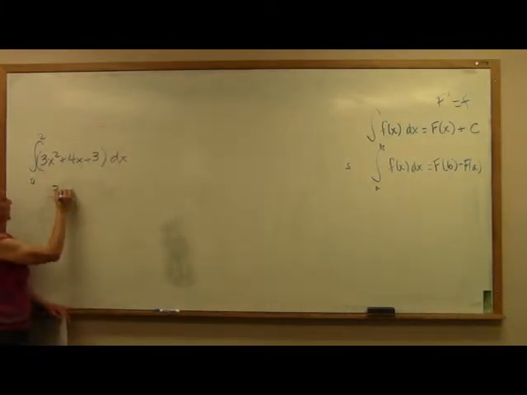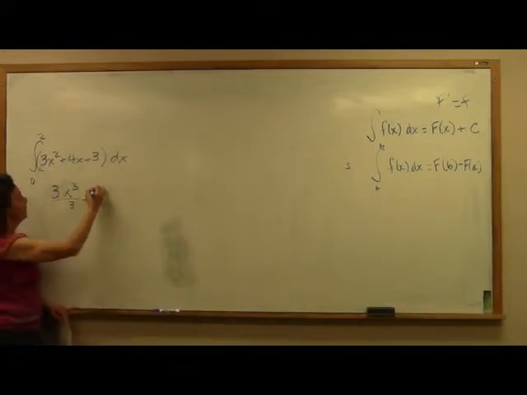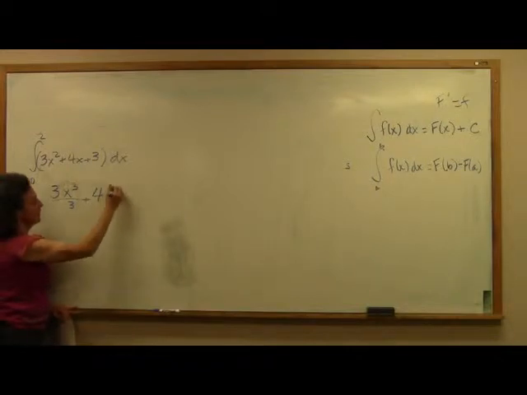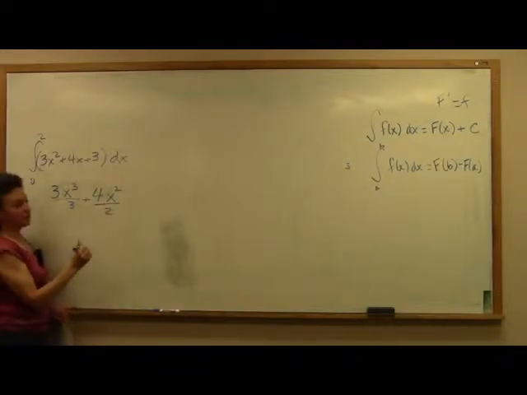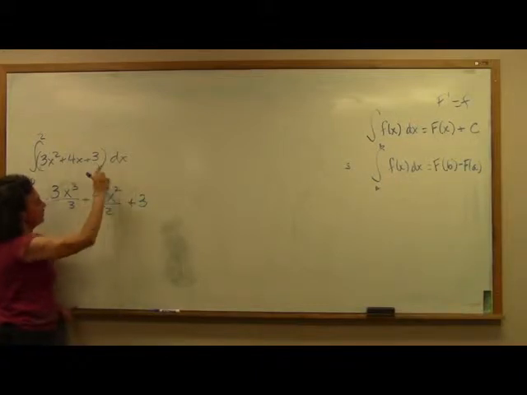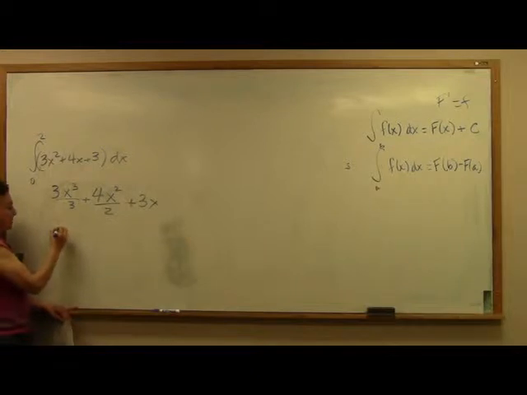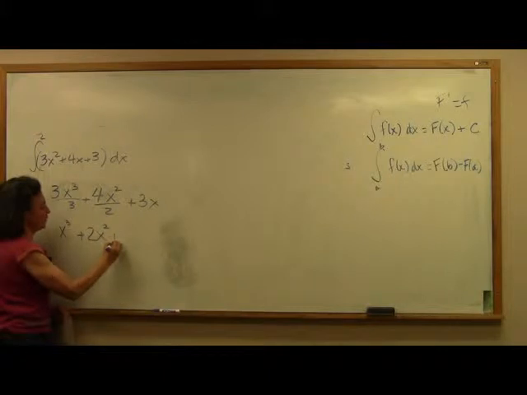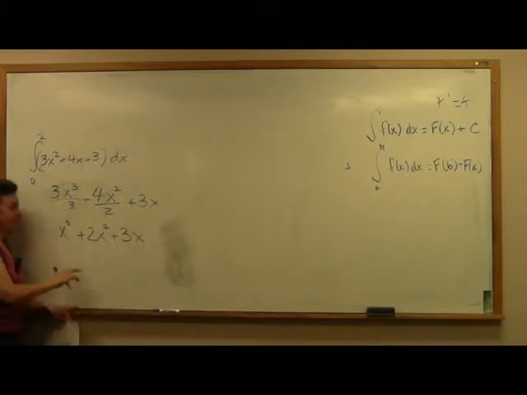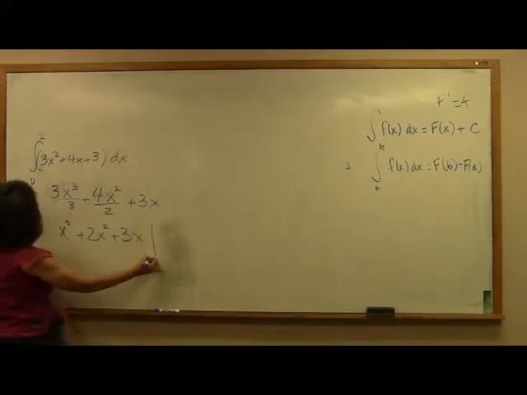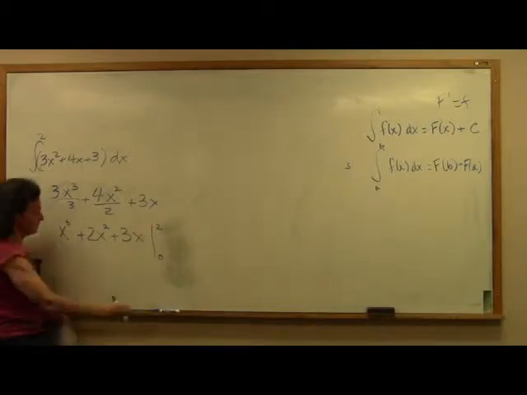So we get 3x cubed over 3. Next term, you rewrite your constant, take the antiderivative, so we get x squared over 2. And then the antiderivative of 3 is 3x. Okay? So let's just clean this up a little bit. We get x cubed plus 2x squared plus 3x. And I think you'll grant me if you take the derivative of this, we certainly get what we had inside. So now what we do is we evaluate that from 0 to 2.